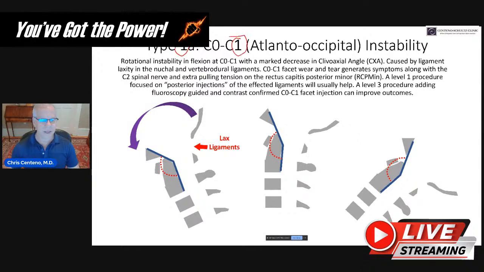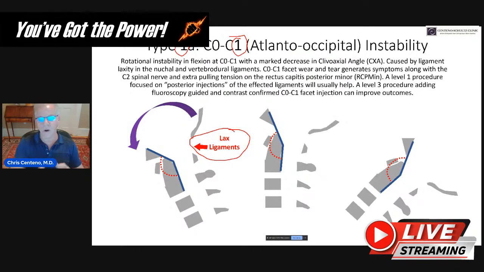And in this case, we're going to be looking at the angle of the skull, or the clivo-axial angle. That is when someone bends forward, their skull tends to rotate too far, or in neutral, they've got a very low clivo-axial angle. All that means is their skull is rotated forward. Now, the lax ligaments are going to be back here. So those are pretty easy to reach with a very simple ligament injection focused on the nuchal ligaments.